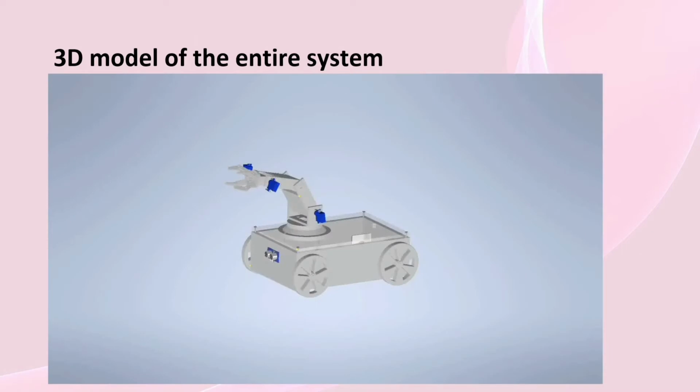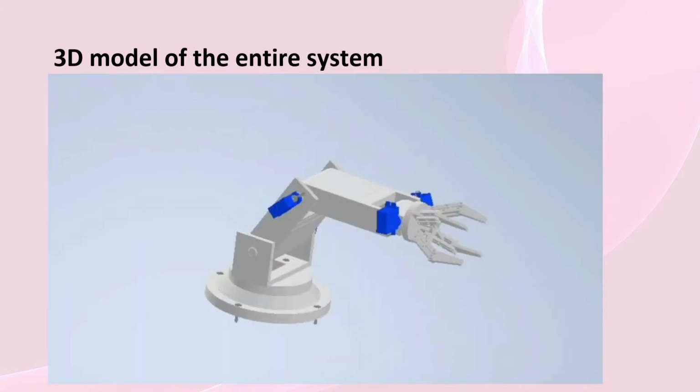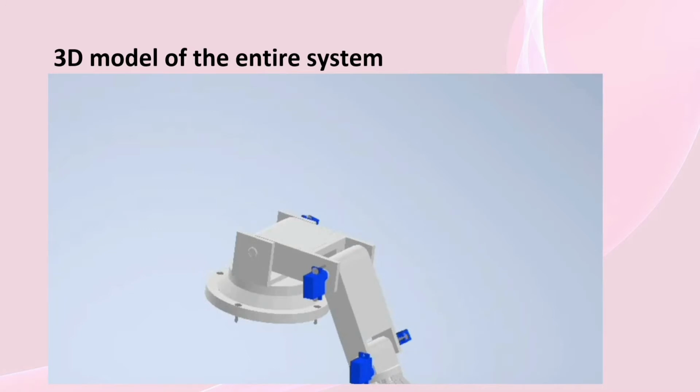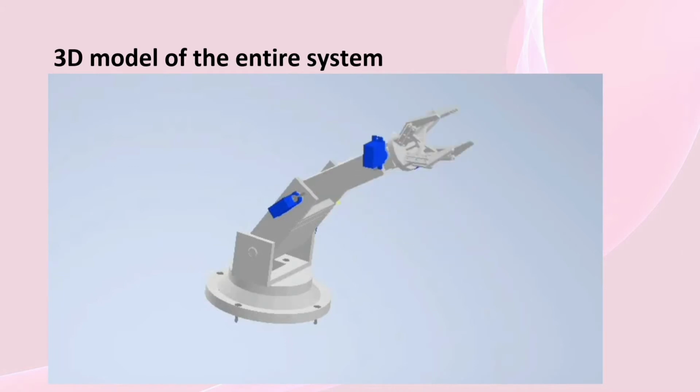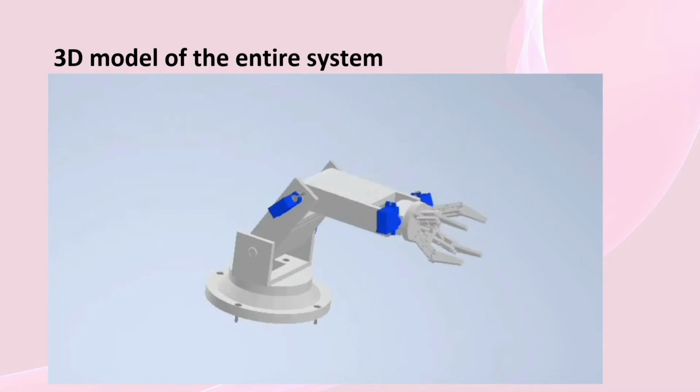Let us have a look onto 3D model. Here is the simulation of the gripper with the help of 4th servo motor. Here is the bending of the arms, that is first arm with the help of first servo motor. This is the bending of the second arm with the help of second servo motor. Next, with the help of third servo motor, bending of the third arm to which the gripper is attached happens.